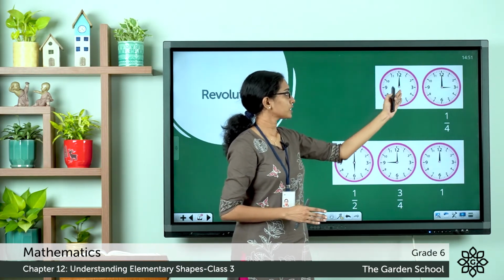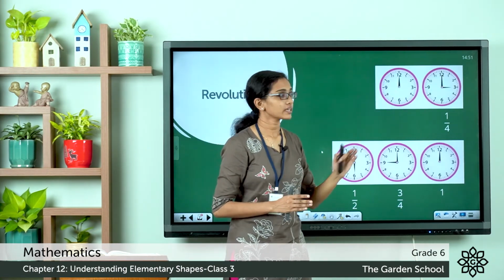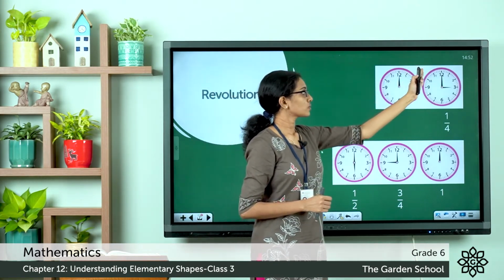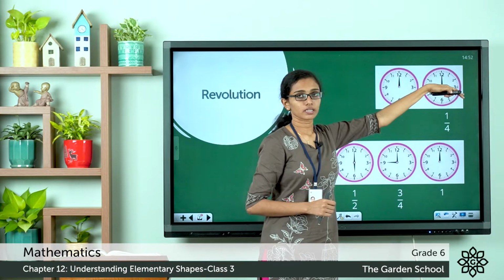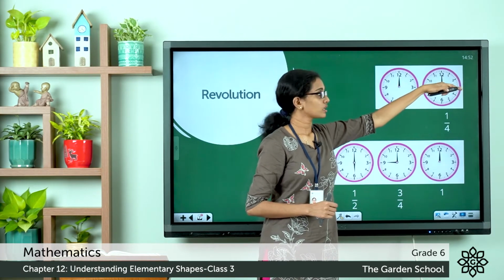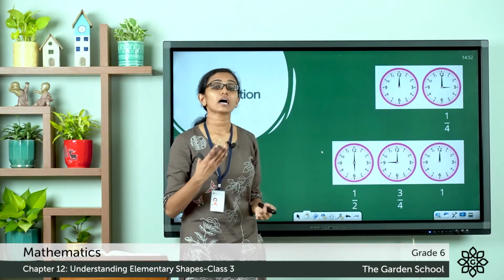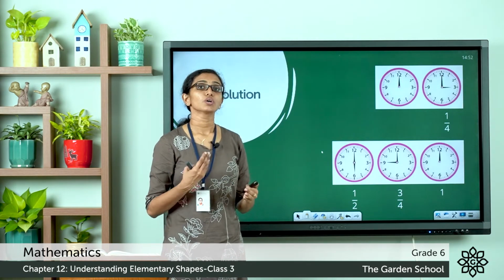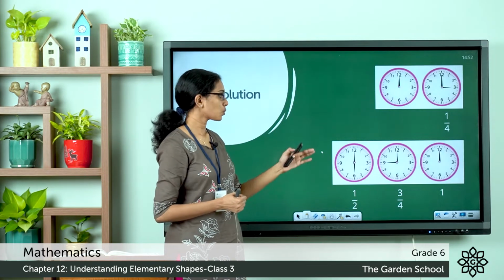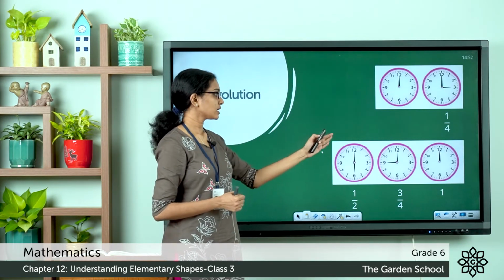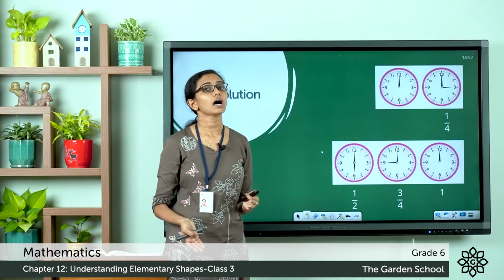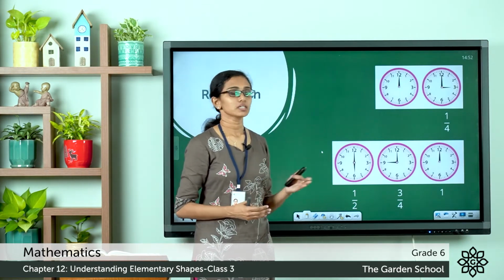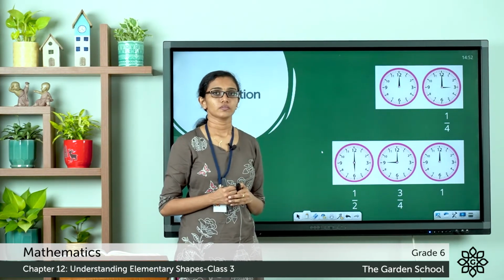Now, what if it is 6 o'clock now? The hour hand is pointing to 6 now. So, it has covered 1/4 turn when it was at 3. Now, when it came to 6, it covered another 1/4 turn or a quarter turn. So, it is 2/4, which is equal to 1/2, and we say the hour hand has covered a half turn or 1/2 turn.